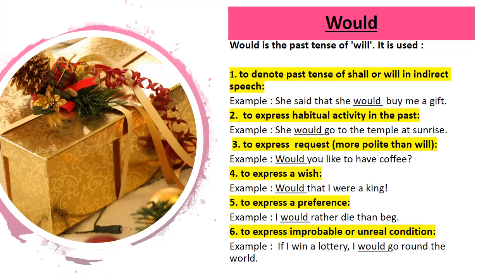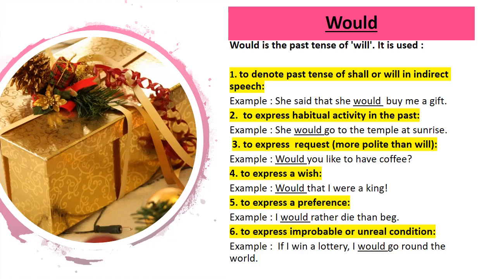Would. Would is the past tense of will. It is used to denote past tense of shall or will in indirect speech. When we convert from direct to indirect speech, will changes into would. She said that she would buy me a gift. To express habitual activity in the past.